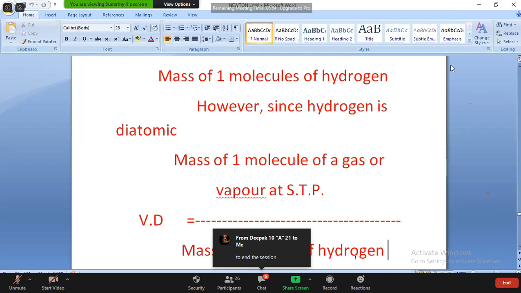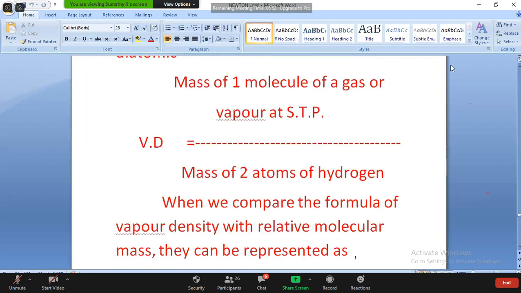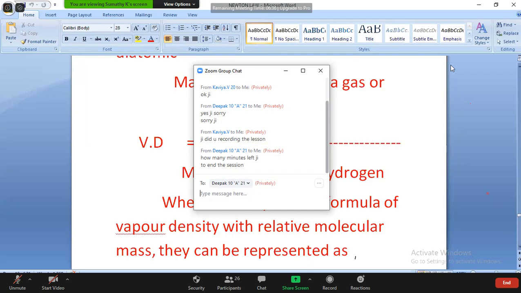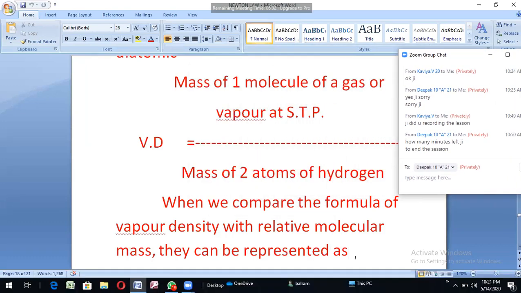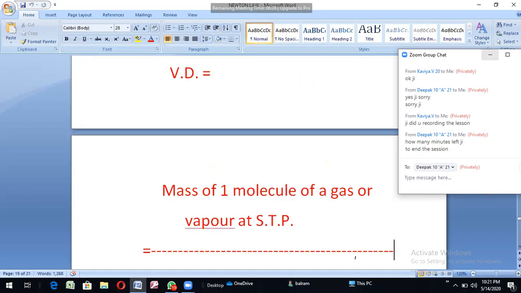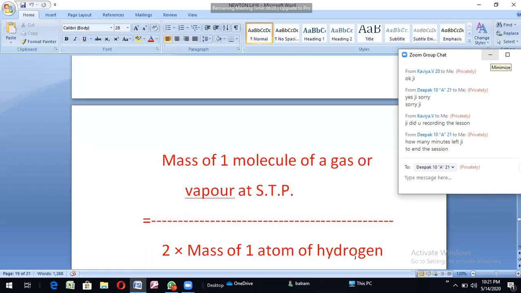Now we compare the formula for vapor density with the relative molecular mass. What is the relative molecular mass? The ratio between the mass of a molecule of the gas and hydrogen. So here, vapor density is the mass of one molecule of a gas or vapor at STP divided by the mass of two atoms of hydrogen, which is the mass of one molecule of gas or vapor at STP divided by 2 times the mass of one atom of hydrogen.